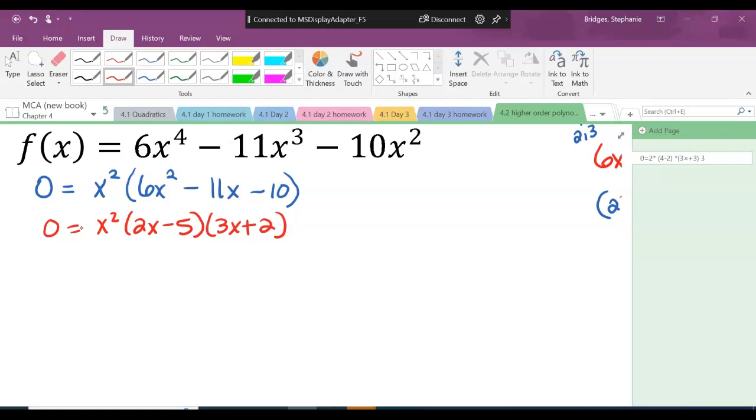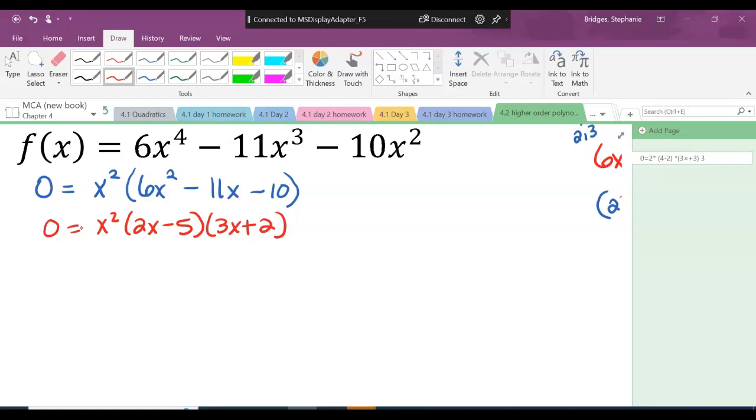1 and 60 don't work. 2 and 30 don't work. 3 and 20 don't work. But 4 and 15 do, don't they? Different signs, bigger number, so minus 15 plus 4. That's not what I got, though, is it? No, because I still have my 6 hanging out here, so we've got to bring that 6 back in. We're going to divide each one of these numbers by 6. Is everybody kind of following me so far?